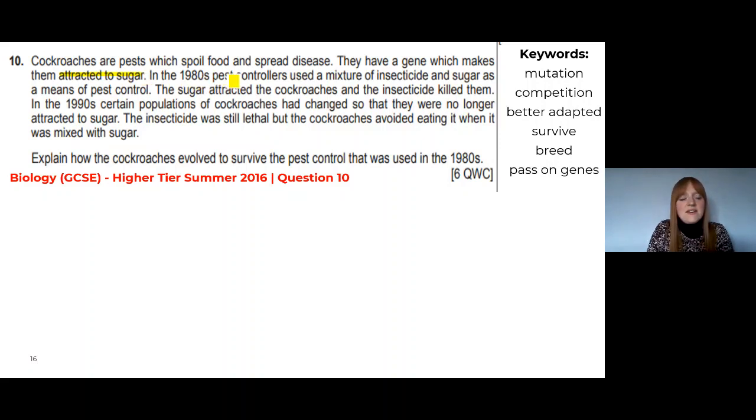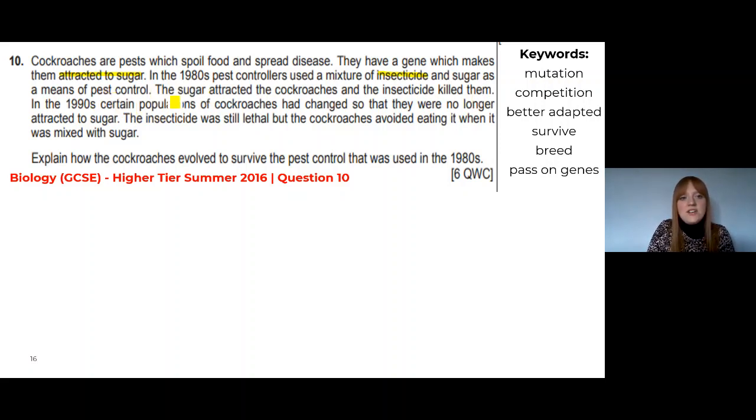In the 1980s, pest controllers used a mixture of insecticide. Now, you have to know what insecticide is. Okay, it says down here, look, insecticides kills them. So they used a mixture of insecticide and sugar as a means of pest control. The sugar attracted the cockroaches and the insecticide killed them. Right, so you get an idea about how they were doing it. So in 1980, pest controllers were putting down insecticide, which was covered in sugar. The cockroaches went towards the sugar because they were attracted to it, but then they were killed by the insecticide.